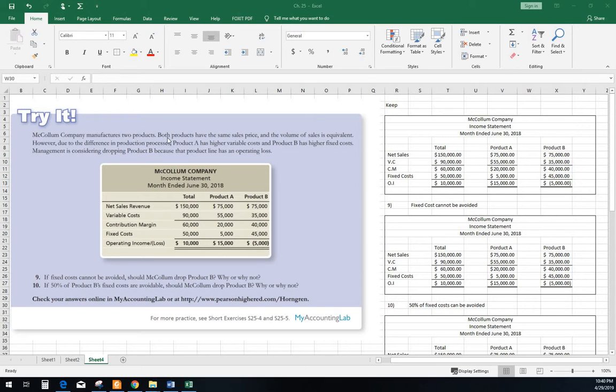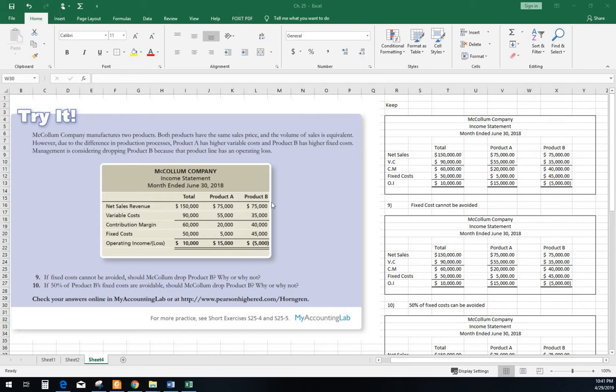McCallum Company manufactures two products. Both products have the same sales price. The volume of sales is equivalent. However, due to the difference in production process, product A has higher variable costs, product B has higher fixed costs. Management is considering dropping product B because that product line has an operating loss. And here you can see the data. They have the same sales price. Product A has higher variable cost, and product B has higher fixed cost. And question number 9 says, if fixed costs cannot be avoided, should McCallum drop product B?